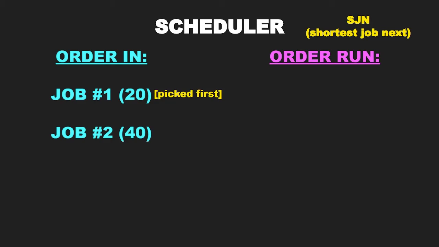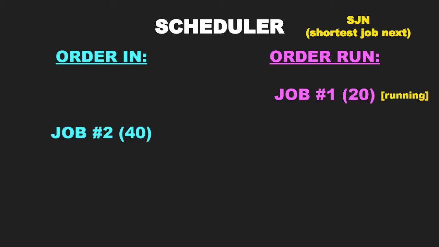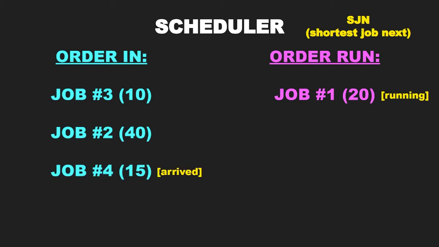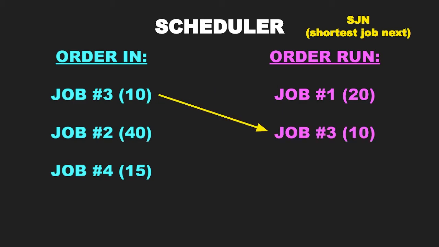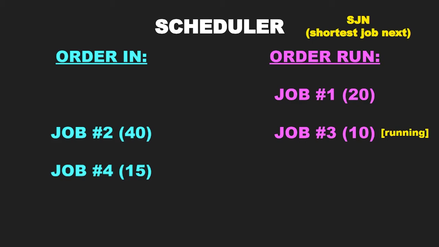The problem, though, is that new jobs can be coming in all the time, filling the list back up. If the jobs never stop coming in, then there's a possibility that a longer job may be continually preempted by a shorter one. Here we can see that job number 1 is picked first because it's only 20. It's running, but while it's running, job number 3 that is of length 10 and job number 4 that's of length 15 arrive. So when job number 1 finishes, the scheduler picks the shortest one available, which is job number 3, and it begins to run job number 3.